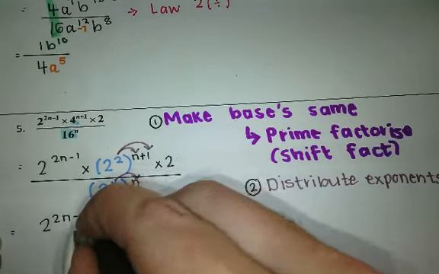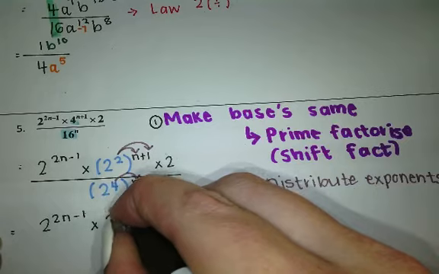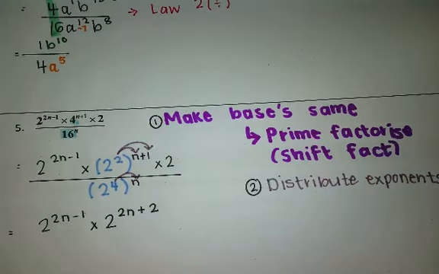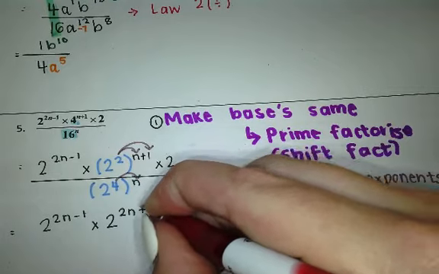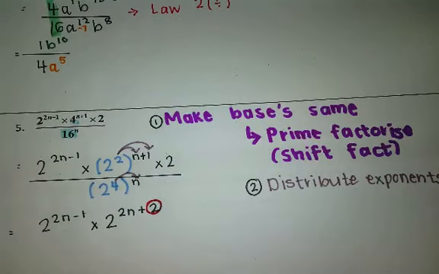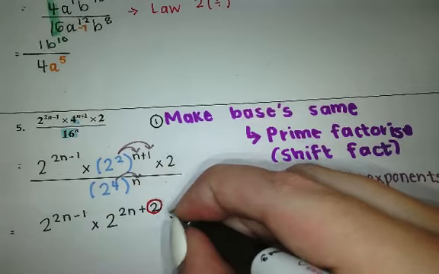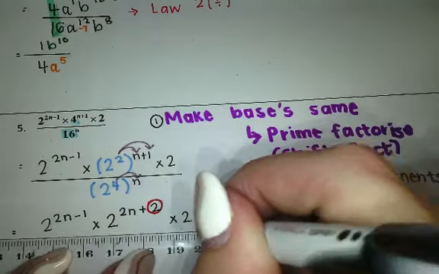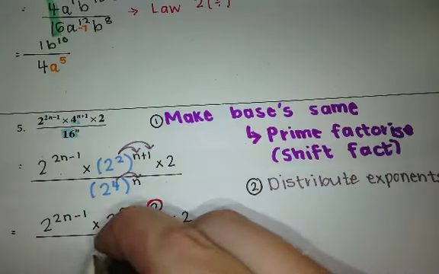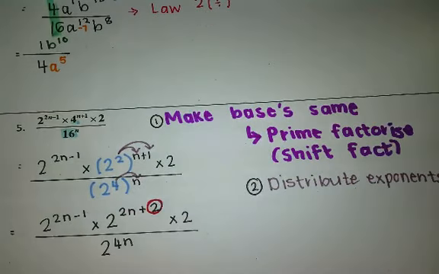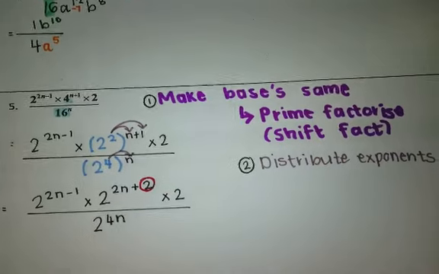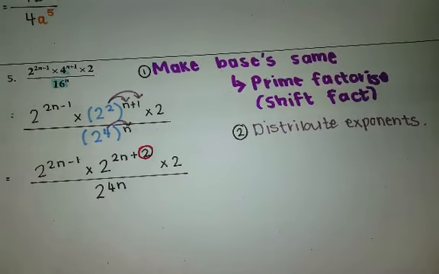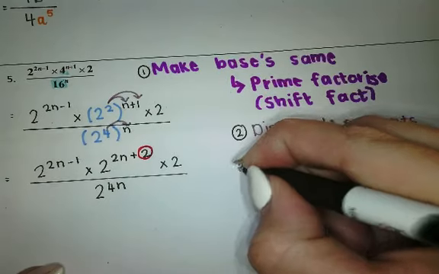Okay, so it's 2 to the power of 2n minus 1 times 2 to the power of 2n plus 2. I'm going to circle this in red. Okay? Times 2, divided by 2 to the power of 4n. So when most people distribute the brackets below. Yes, distribution is the process of getting rid of your brackets.